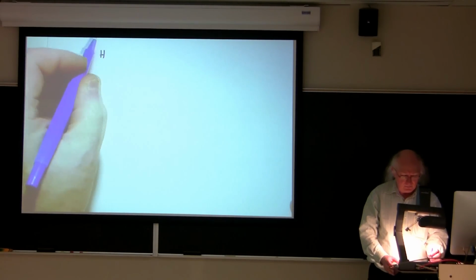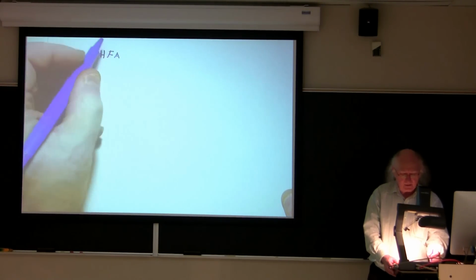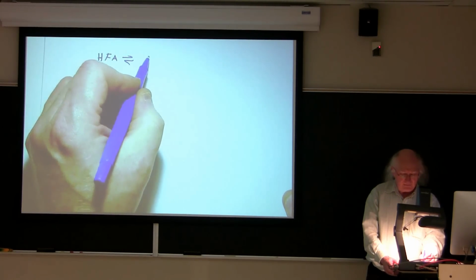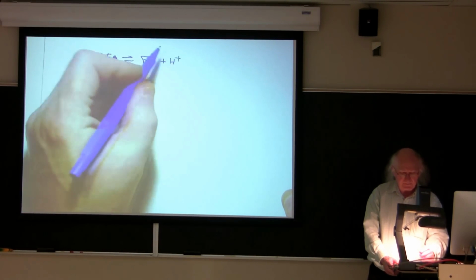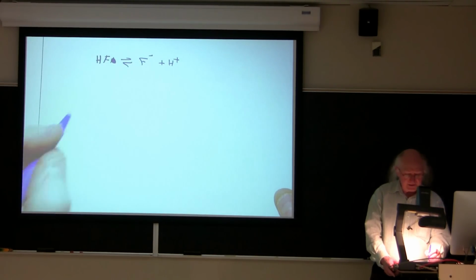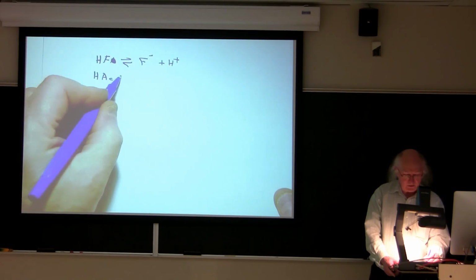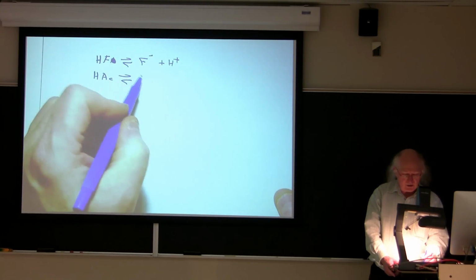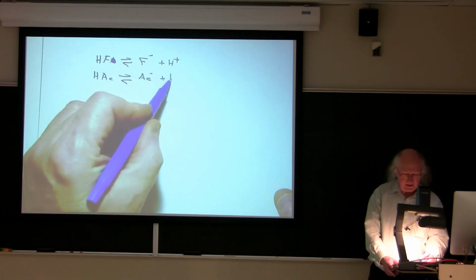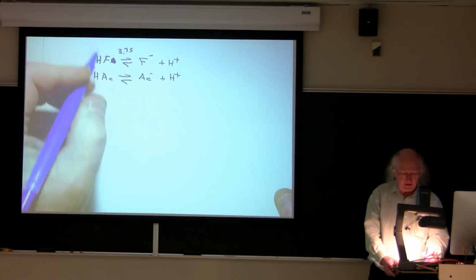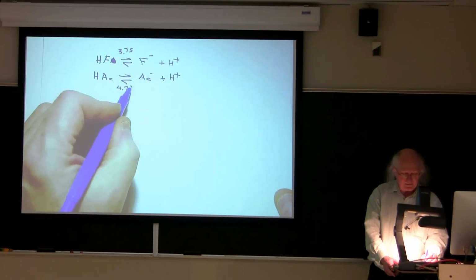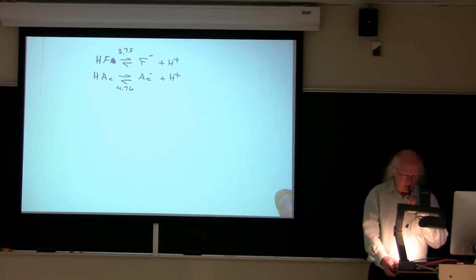Let's consider, for example, formic acid, which I'm going to label as HF, ionizing to F minus plus H plus. And let's also think of acetic acid as HAc going to Ac minus plus H plus. The pKa value for the top one is 3.75. The pKa for the bottom one is 4.76. Well, how do we answer that problem?